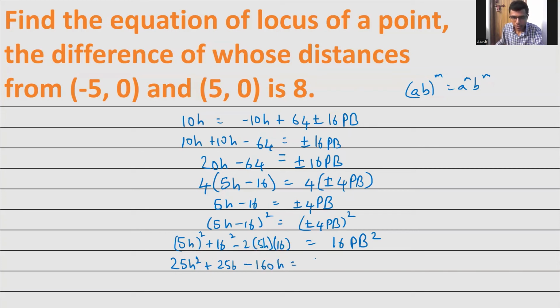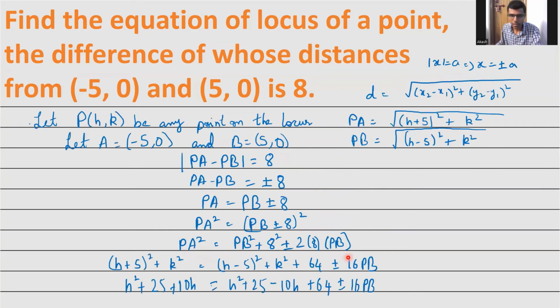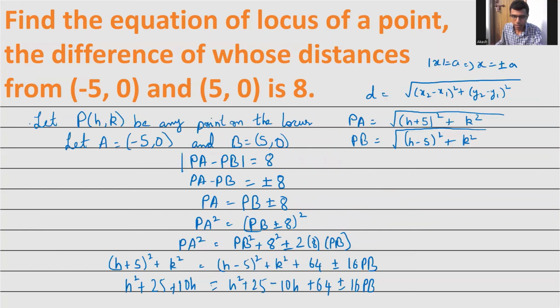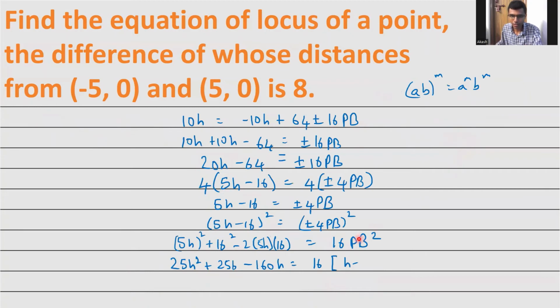Minus 160h is nothing but equal to 16 times. What was our PB? Sorry, PB is actually under root of this. PB square would be h minus 5 whole square plus k square.